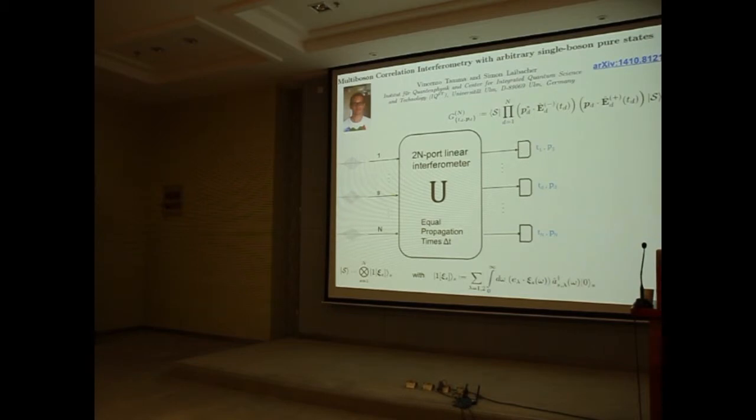The approximation that I make, which actually also works for boson sampling networks, is that I have equal propagation times: any possible path takes the same time. Actually, people said you disregard the time itself. You don't need to do that. The important thing is just that it's constant.